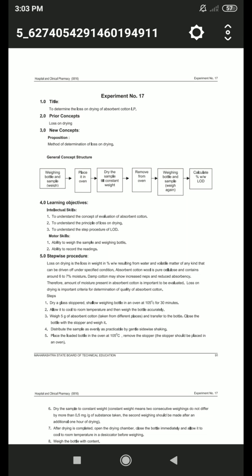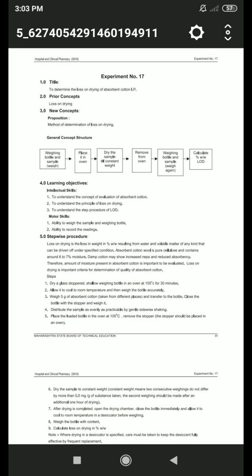Next is the stepwise procedure. Loss on drying is the loss in weight in percent weight by weight resulting from water and volatile matter of any kind that can be driven off under specific conditions. Absorbent cotton wool is pure cellulose and contains around 6 to 7% moisture. Damp cotton may show increased neps and reduced absorbency. Therefore, the amount of moisture present in absorbent cotton is important to evaluate. Loss on drying is an important criterion for determining the quality of absorbent cotton.